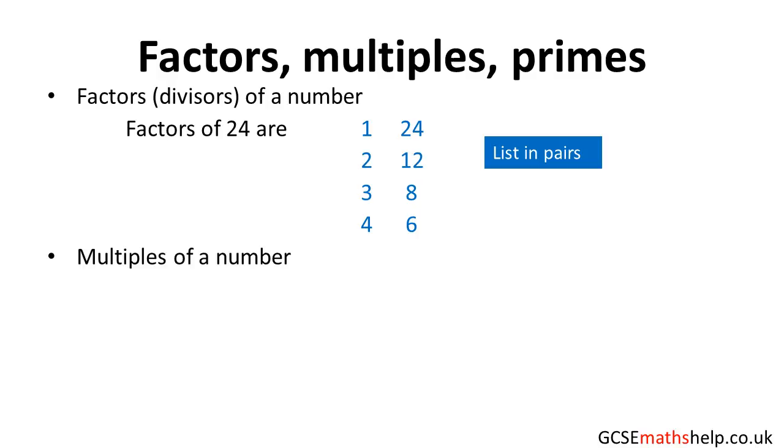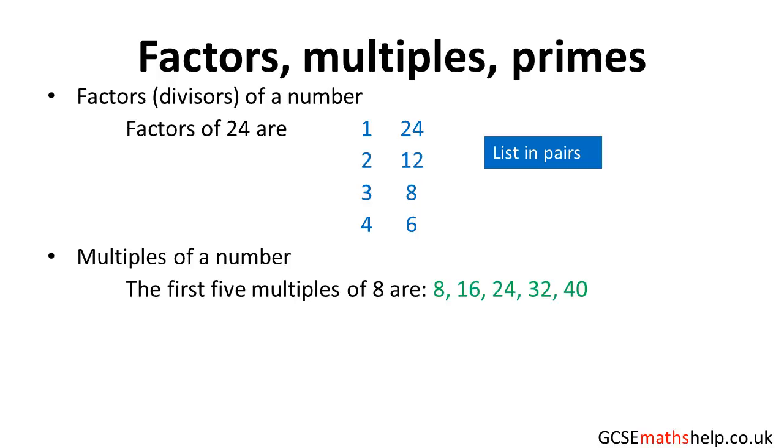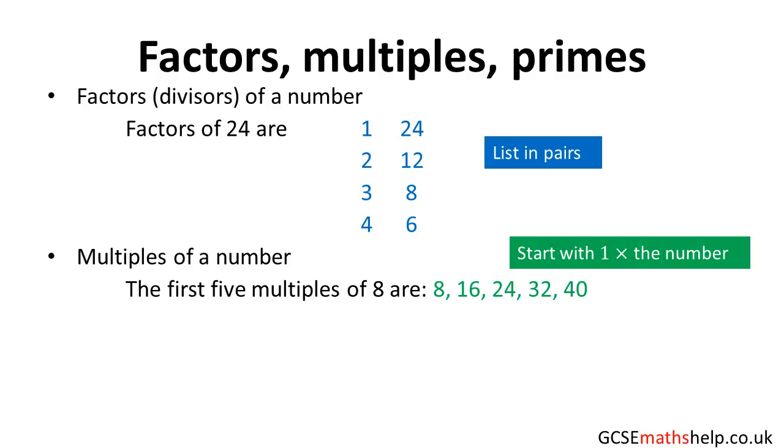Next, let's look at multiples of a number. Multiples just means essentially times tables of that number. So we need to start with 1 times the number. 1 times 8, 2 times 8, 3 times 8, 4 times 8, 5 times 8. Obviously this list carries on going forever and ever, so you'll be asked for the first 5 or the first 4 multiples of a number. Just remember to always start with 1 times the number.